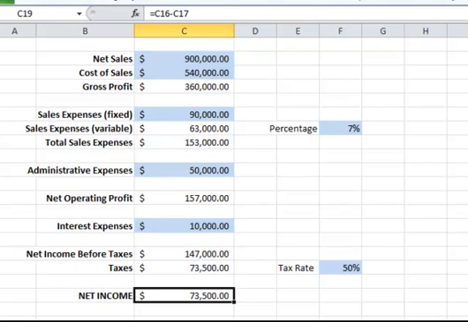Any questions? Let me know. We'll be using these models to build in future chapters.